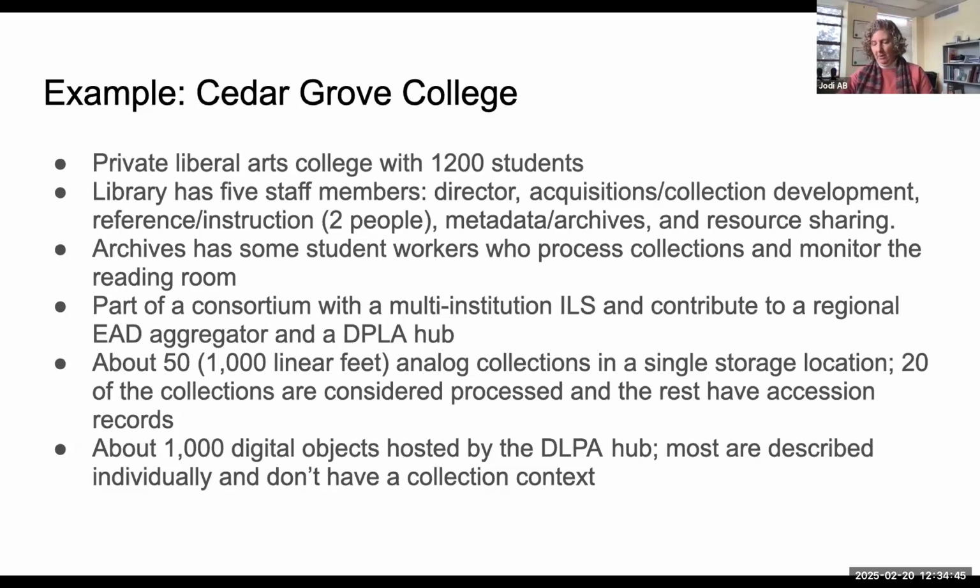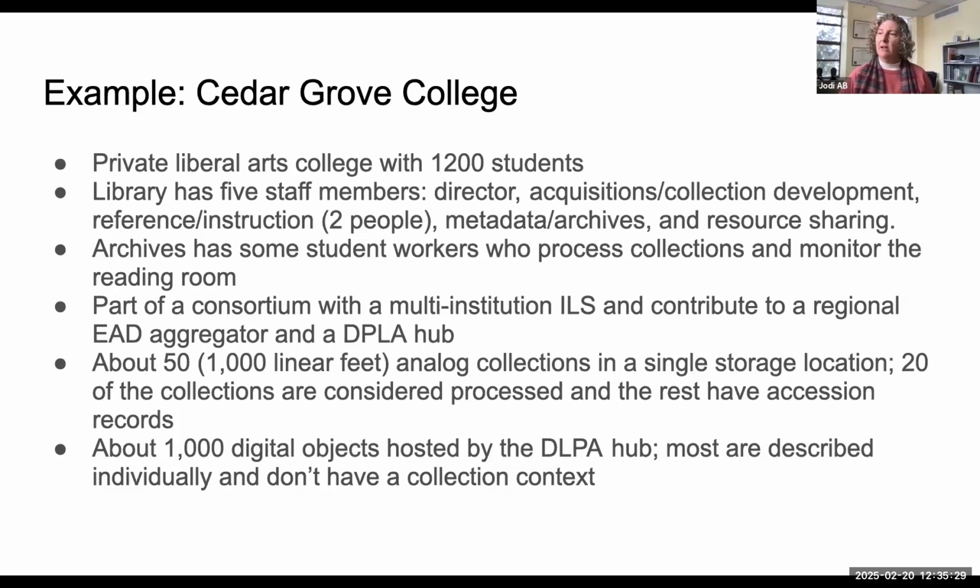So if we look at the example of the mythical Cedar Grove College, this is a private liberal arts college, 1,200 students. The library has just 5 staff members. You'll notice that one staff member does all the metadata work for the library and oversees archives. That's pretty typical for an institution of this type. There are some student workers who process collections and monitor the reading room. They're part of a consortium with a multi-institution ILS, and then there's a regional EAD aggregator and a DPLA hub.